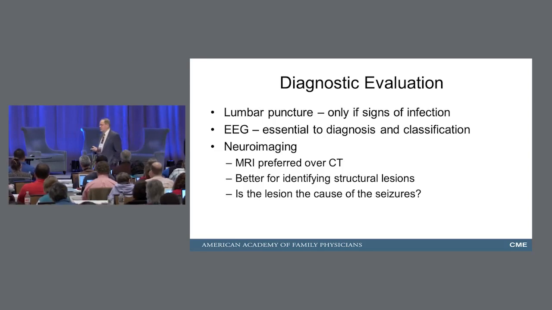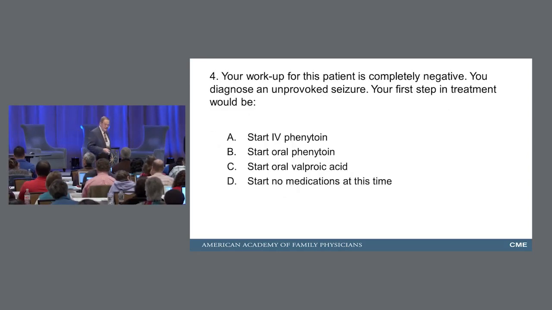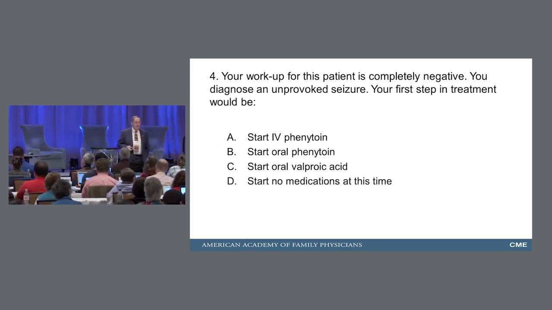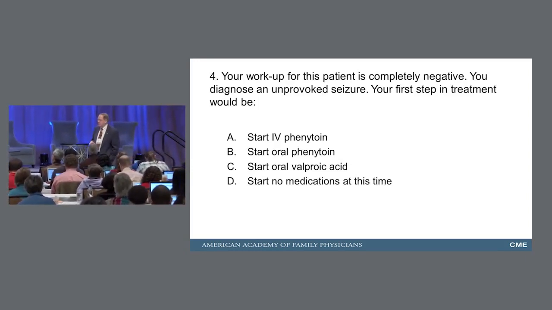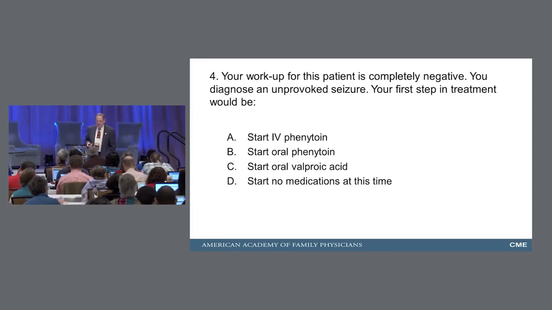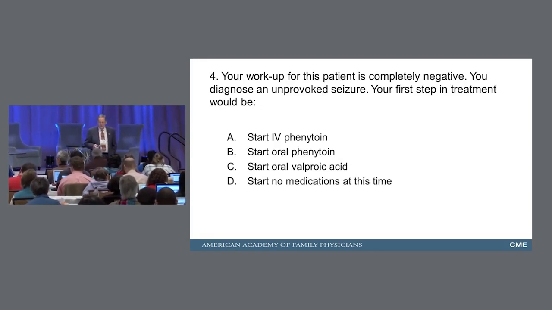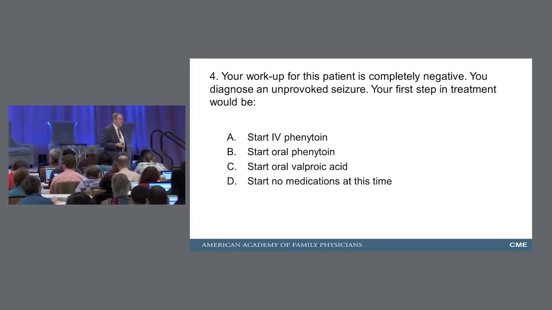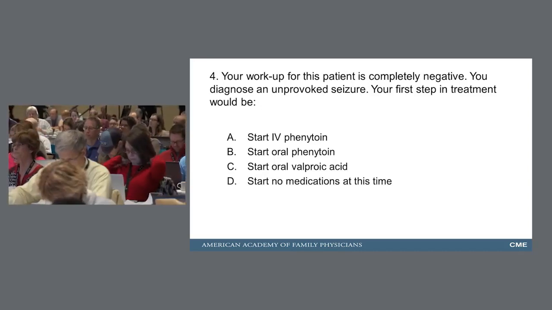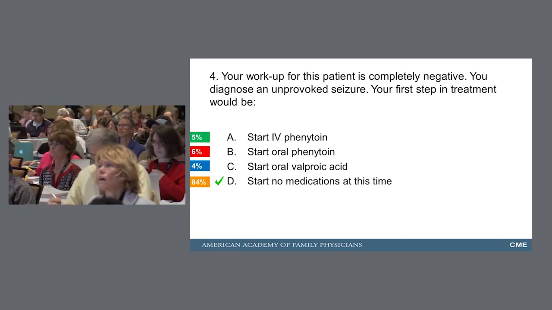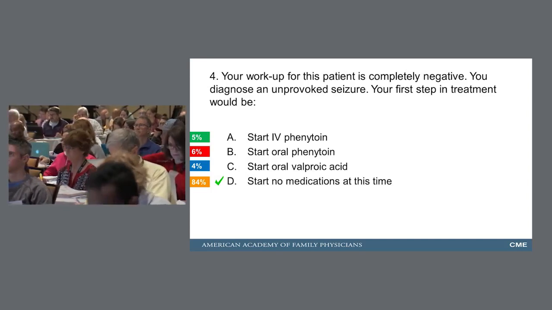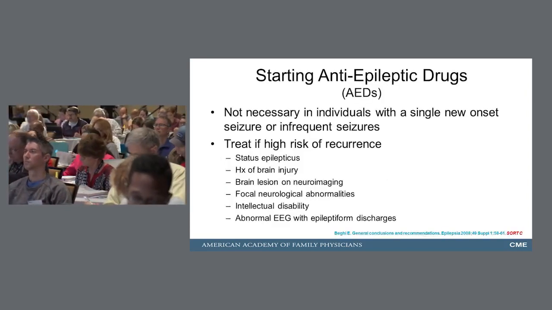And of course, the question always comes up if you find something, is that what's causing the seizure or an incidental finding? So your workup progresses, it's completely negative. You diagnose an unprovoked seizure. Your first step in treatment would be IV phenytoin, oral valproic acid, or no medications at this time. Well, good. You got the right answer. Overwhelmingly, start no medications. And again, that is a departure from the past.